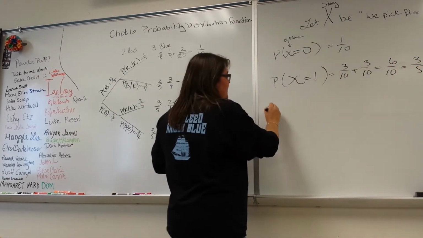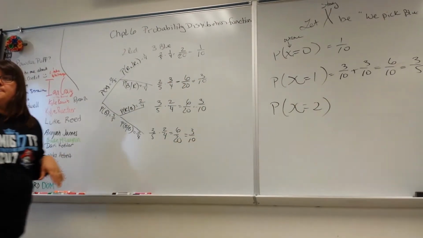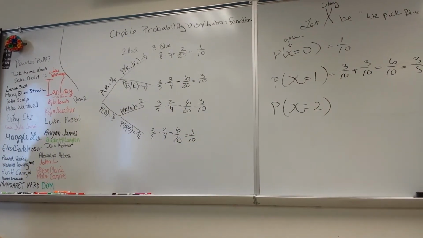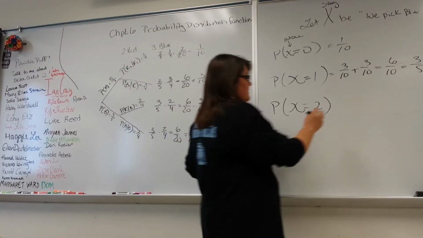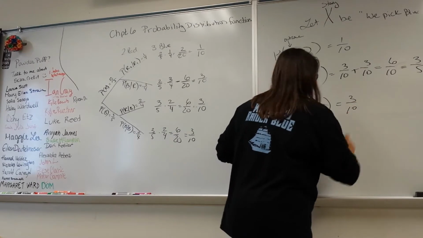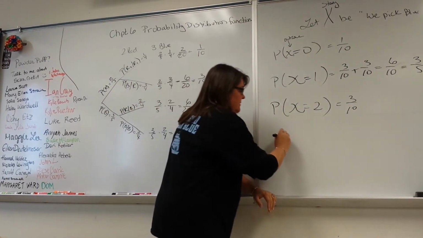And then what's the last scenario? Two blues. So what is the probability that we picked two blues? Well, we kind of had that one all set up for us. 3/10. Okay, so our probability distribution function will look like this.